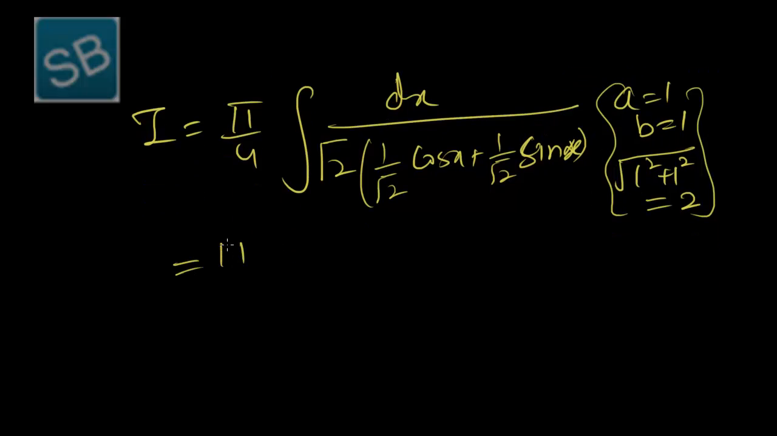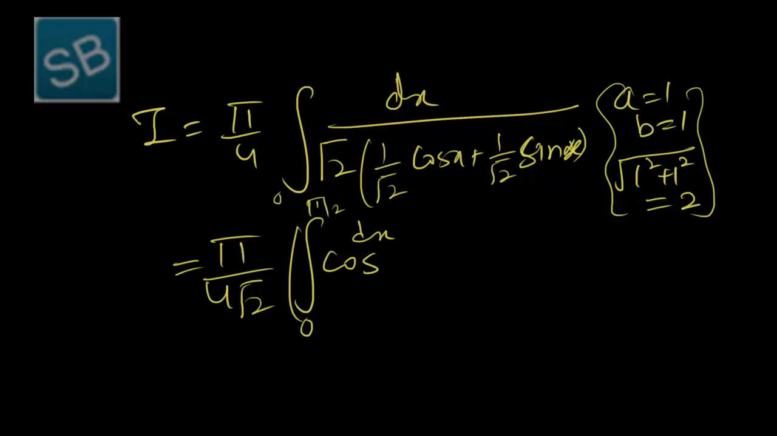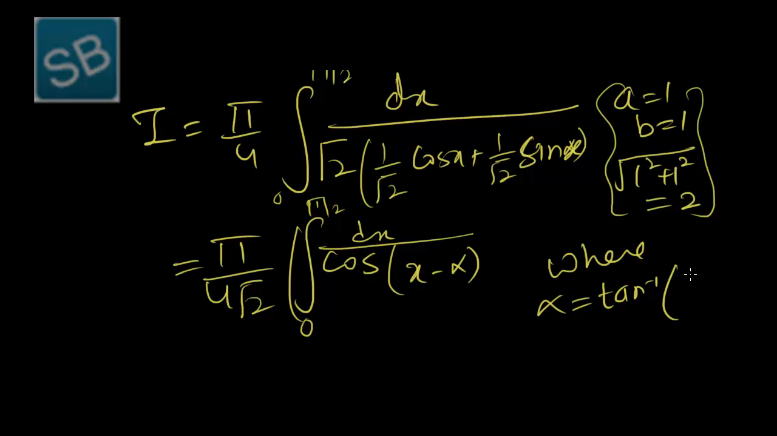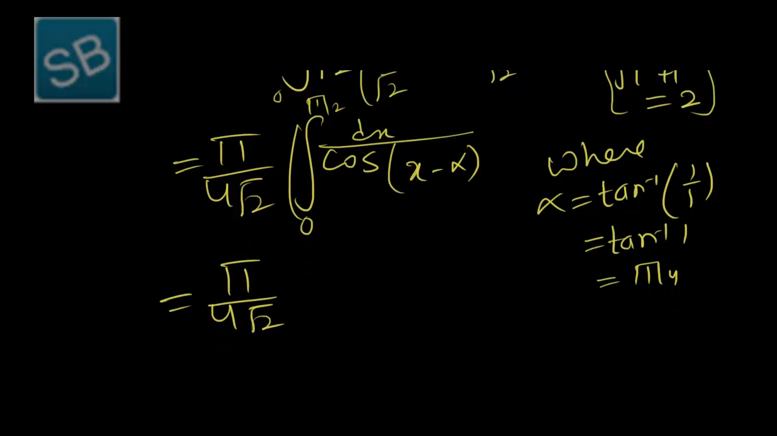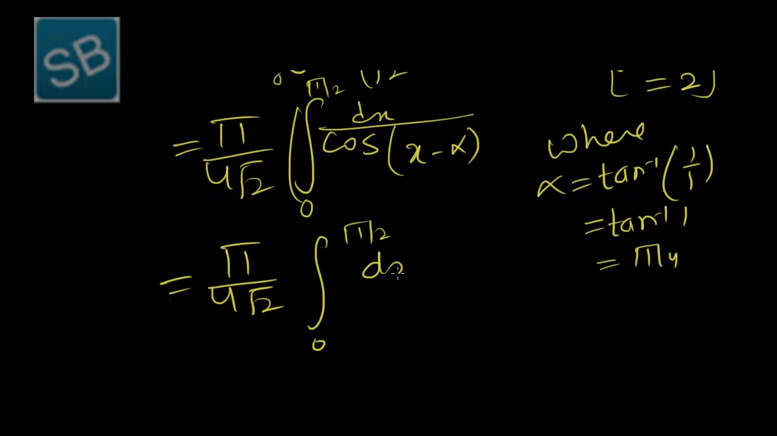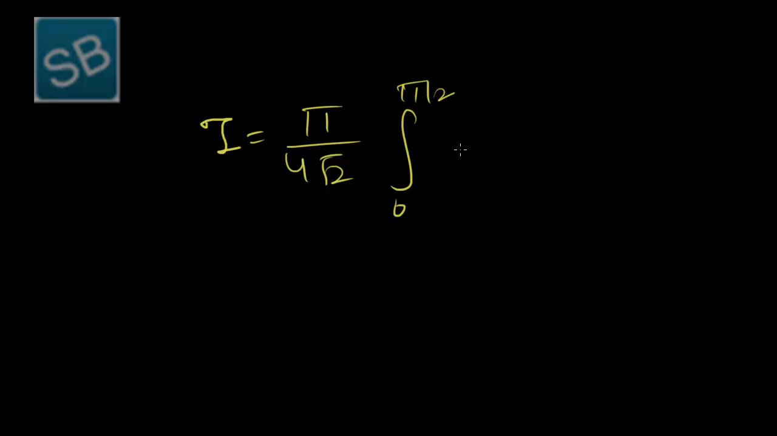So we get here pi by 4 root 2, 1 over, limit is 0 to pi by 2, dx over cos x minus alpha, where alpha is tan inverse b over a, that is tan inverse 1, that is pi by 4. Therefore, I is pi over 4 root 2, integral 0 to pi by 2 dx over cos x minus pi by 4. Therefore, we get I is equal to pi over 4 root 2, 0 to pi by 2. It becomes 1 over cos, that is secant x minus pi by 4 dx.